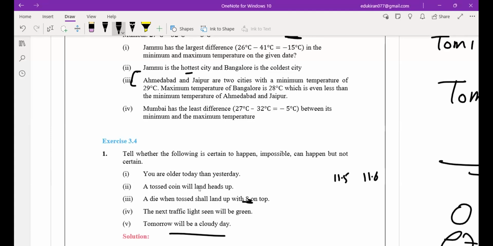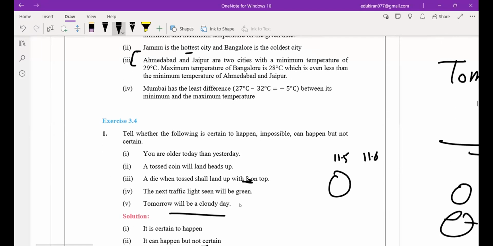Second, a tossed coin will land heads up. You are tossing a coin. Can happen, but not certain. Yes, can happen but not certain. Yes, Tashin?